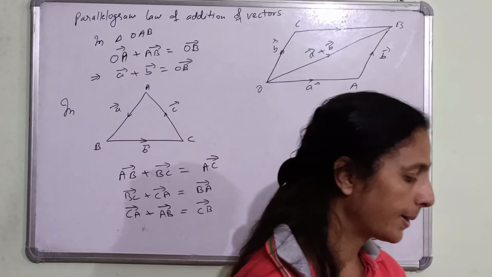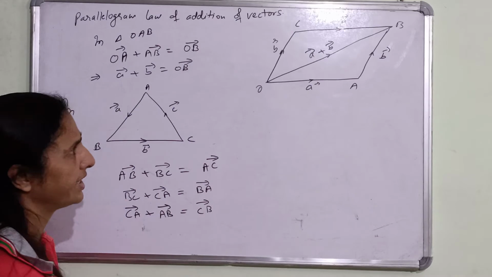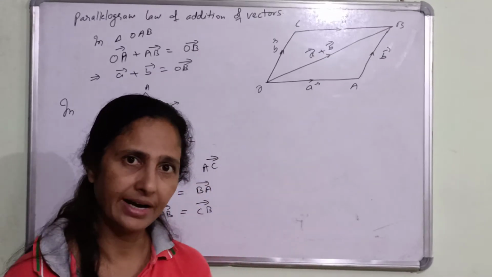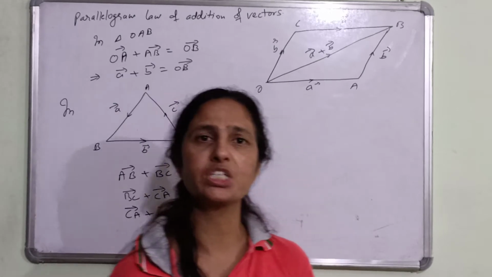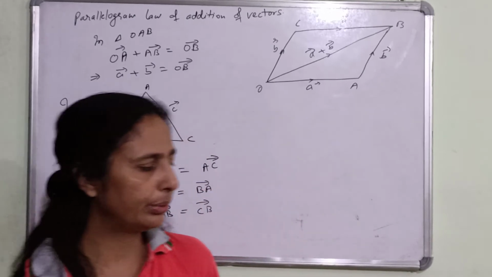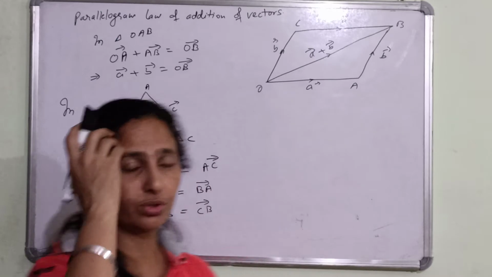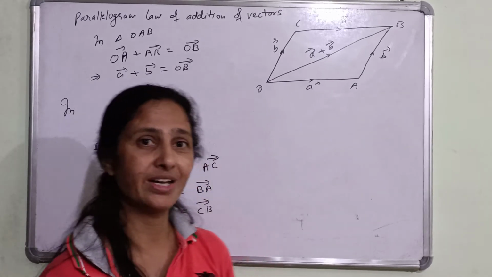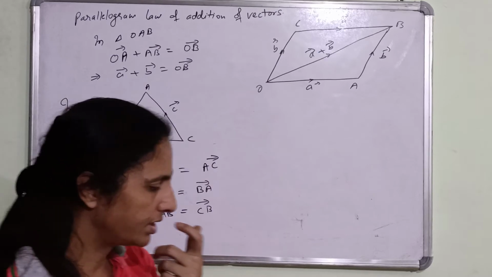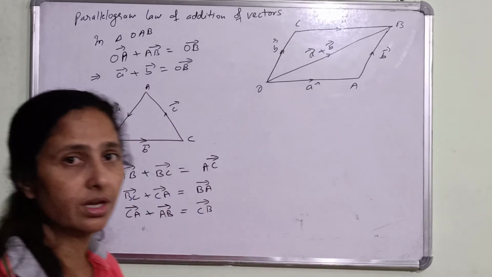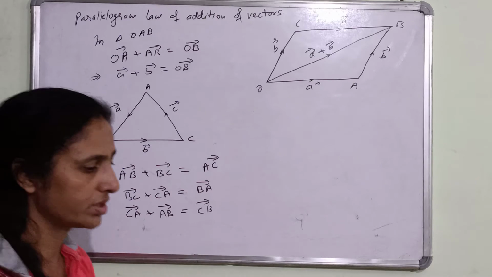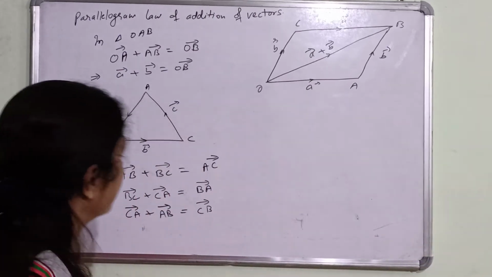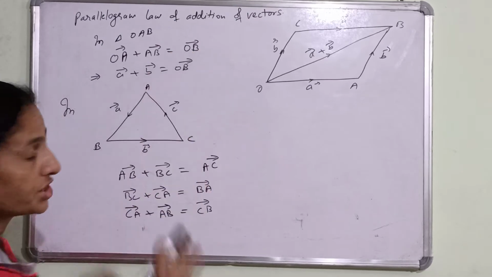Now let's start. There are some properties of addition, like it is commutative and associative. These properties we will do later, or we can do in class, because here we have to just use the concept of how to find the addition by using the parallelogram law. These laws we will use when we have to solve the questions.